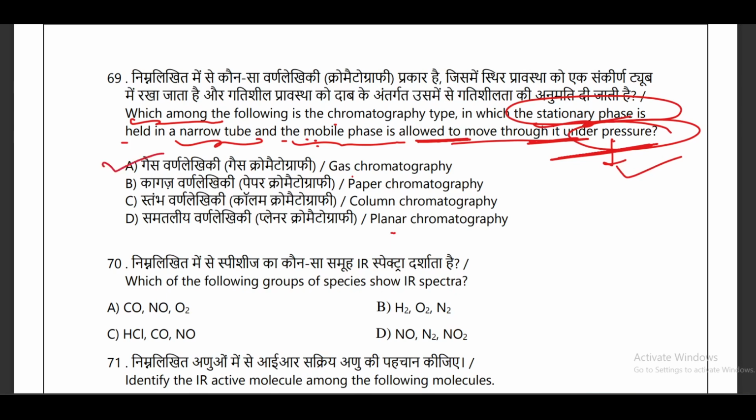In gas chromatography, the stationary phase is typically a liquid or a solid adsorbent held in a narrow tube, which is a column you can say, and the mobile phase is a gas that moves through the column under pressure. This technique is widely used for separating and analyzing compounds that can be vaporized without decomposition. So A option is your correct answer.